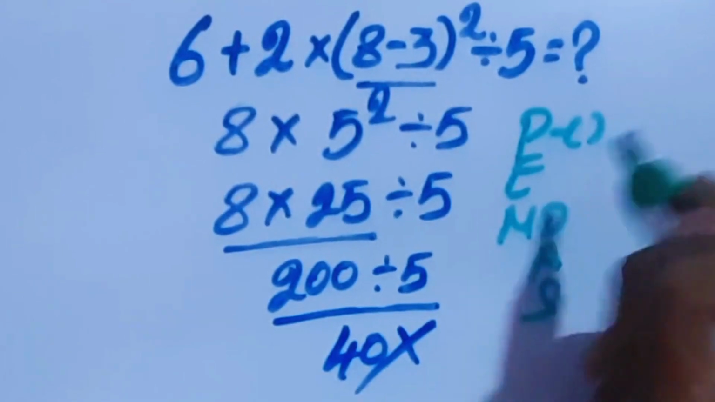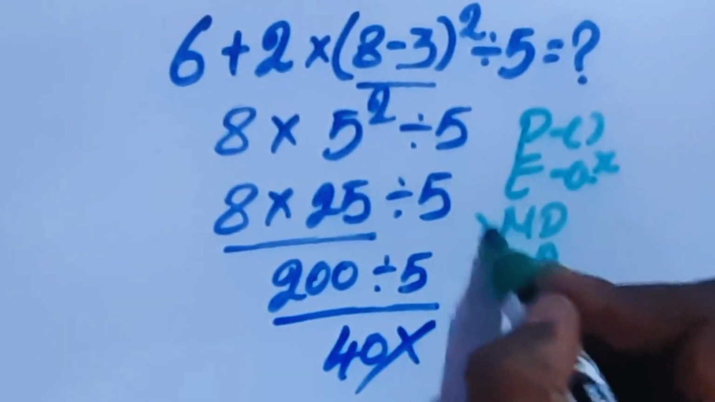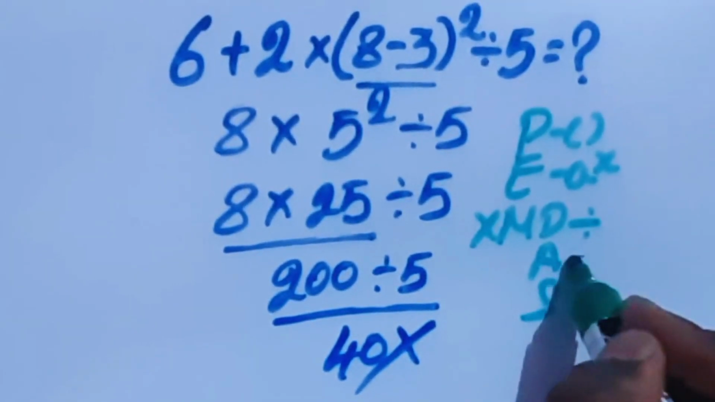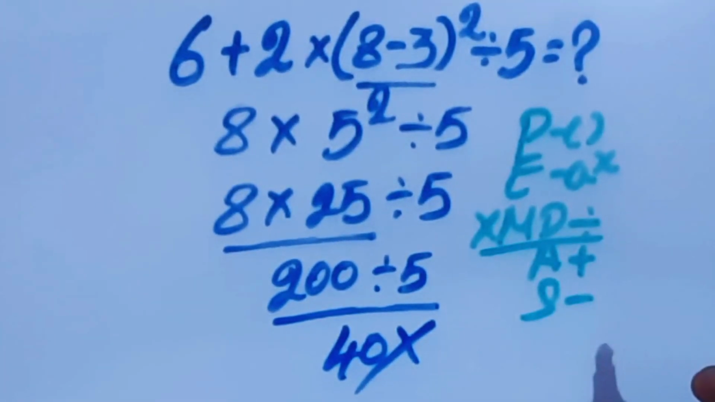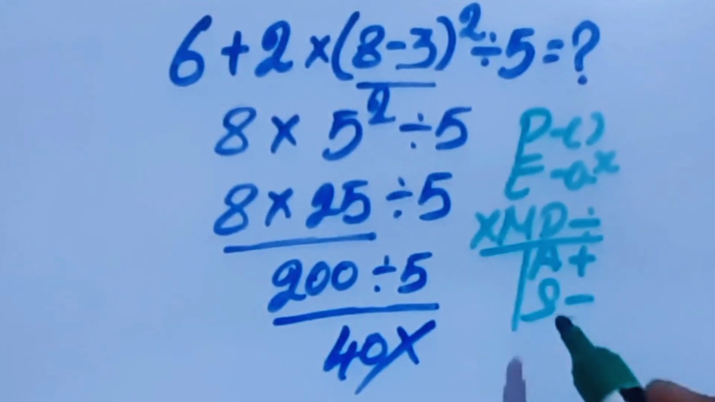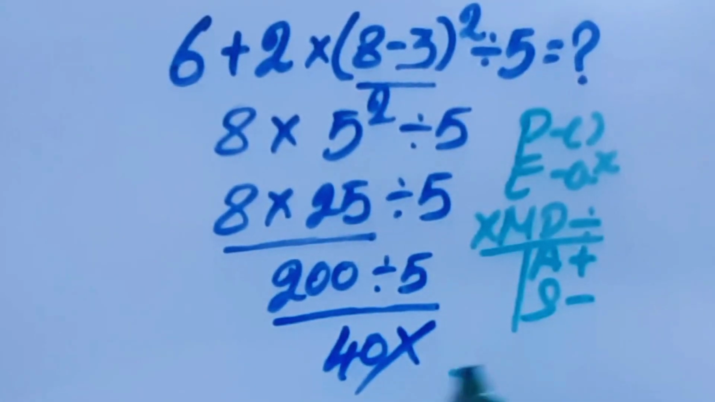Here P is the bracket, E is the exponent. M stands for multiplication, D stands for division, A stands for addition, S stands for subtraction. Here, multiplication and division are equal priority. Also, addition and subtraction are equal priority. For equal priority, we are going to introduce another rule called left to right in the problem.